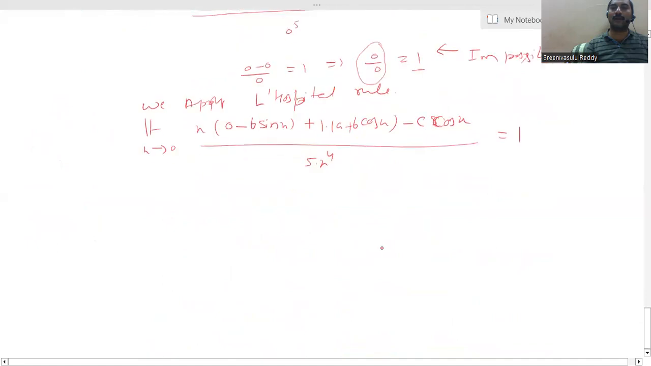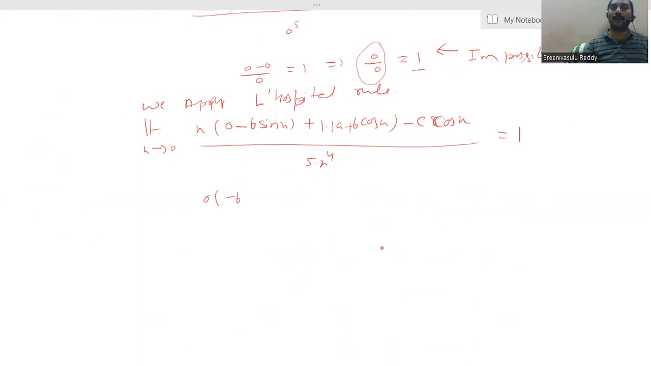But we have to find a, b, c. Now substitute x tends to 0 once again. 0 into minus b sin x gives 0 minus something, equal to the same value, plus 1 times a plus b cos 0 minus c cos 0, divided by 5 into 0 power 4, equal to 1.